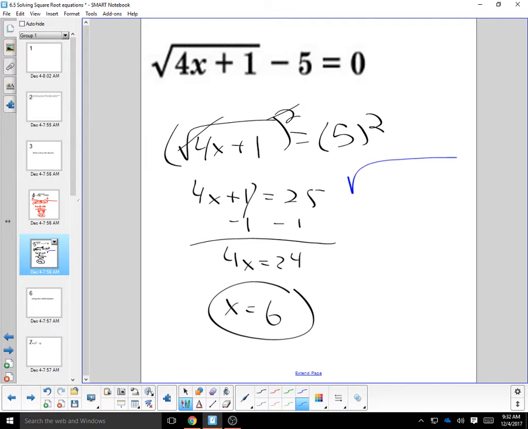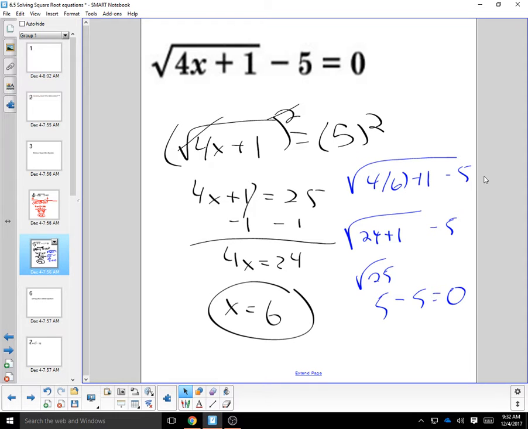So square root of 4 times 6 plus 1 minus 5 should give us 0, right? So 24 plus 1 minus 5, so the square root of 25. That is 5. 5 minus 5 is definitely 0. So there we go.